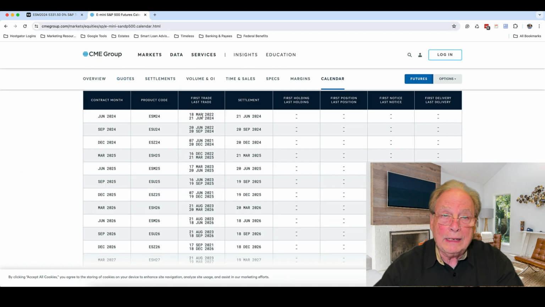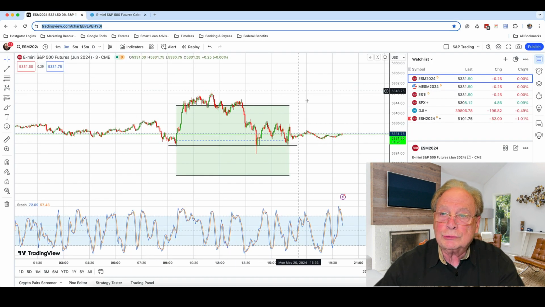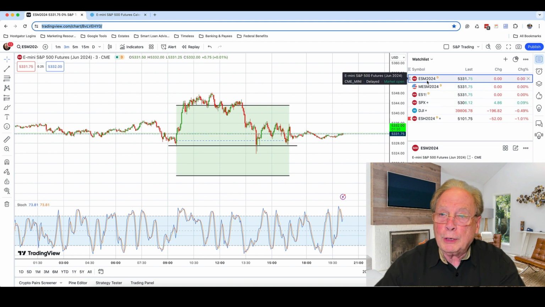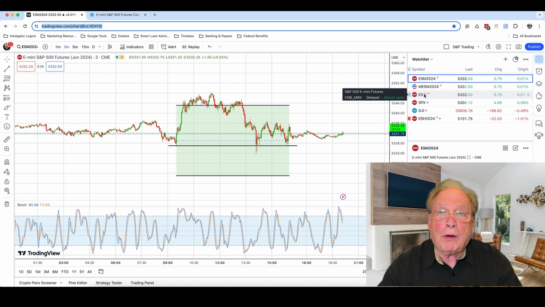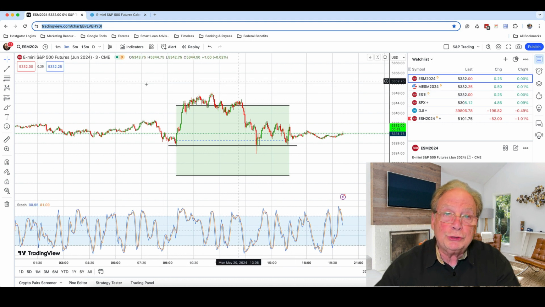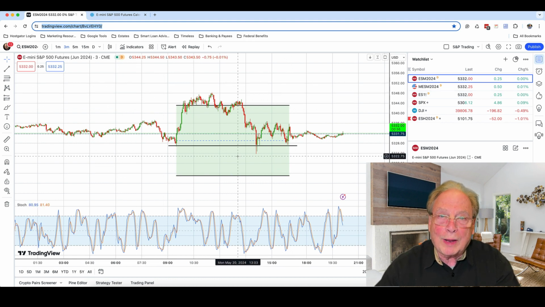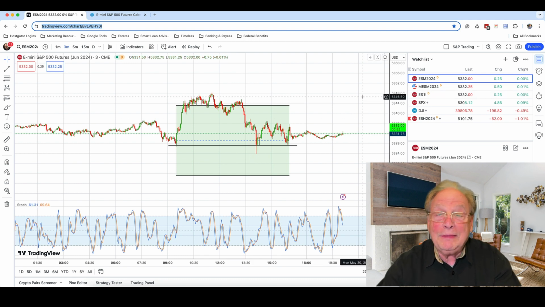Instead of trading this contract and then switching to the September ESU contract, what you can do is trade the ES1 contract, and you'll find that when the June contract is going to expire, the June contract and the continuous contract are going to start departing numerically, because the June contract is going to fall off and the continuous contract, the ES1 contract, is going to start picking up the new contract, the September contract. So instead of having to switch your charts over 4 times a year, you can just trade the ES1 and never have to change contracts.